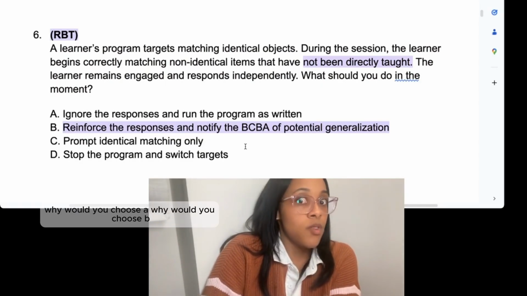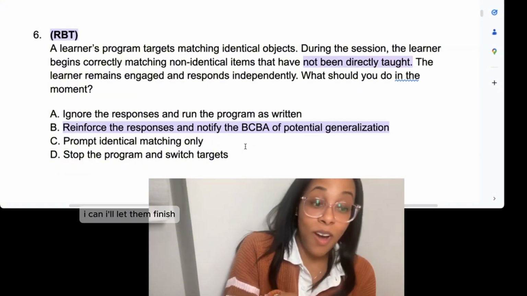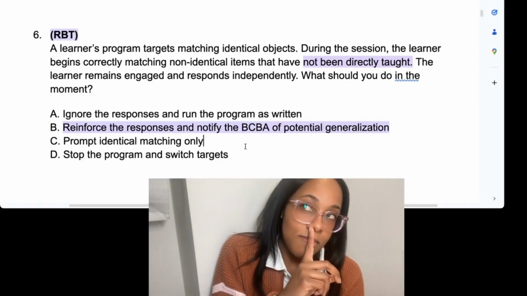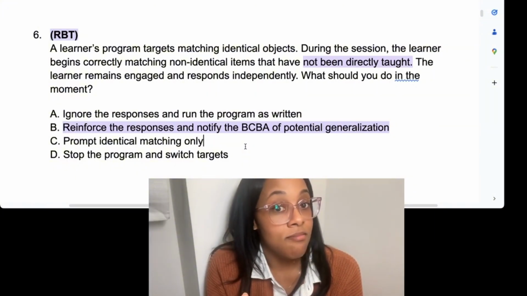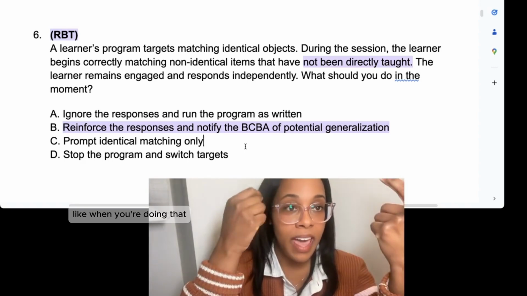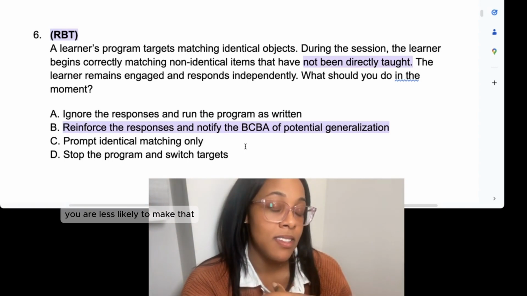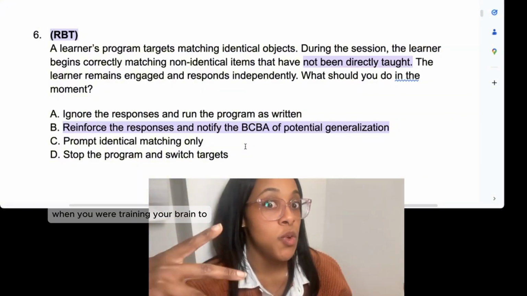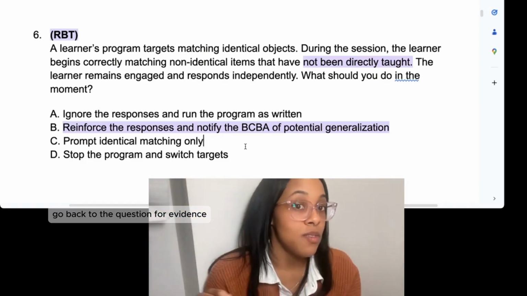Like, why would you choose A? Why would you choose B? And sometimes as we're talking through the question, I'll let them finish. But show me in this question where it says, and they're like, oh, wait. But that's good practice for you to realize when you're doing that. So when you're taking the real thing, you are less likely to make that error, because you've made those errors while training your brain to go back to the question for evidence.